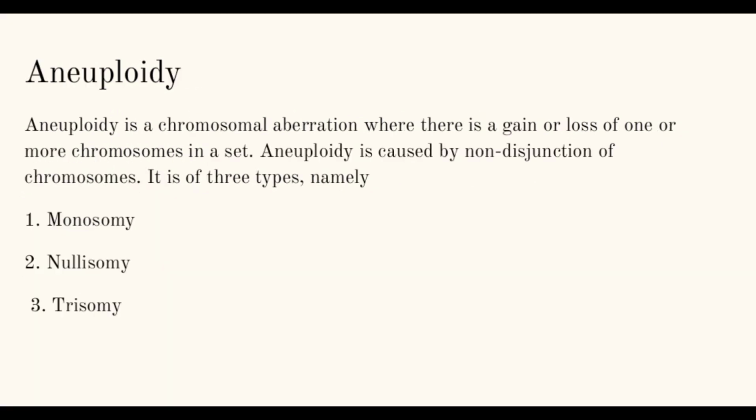Aneuploidy. Aneuploidy is a chromosomal aberration where there is a gain or loss of one or more chromosomes in a set. Aneuploidy is caused by non-disjunction of chromosomes. It is of three types, namely monosomy, nullisomy, trisomy.